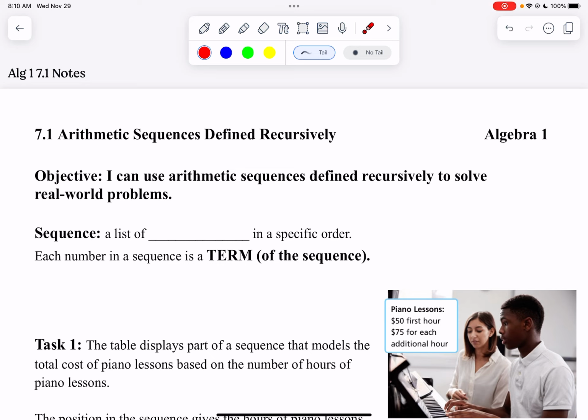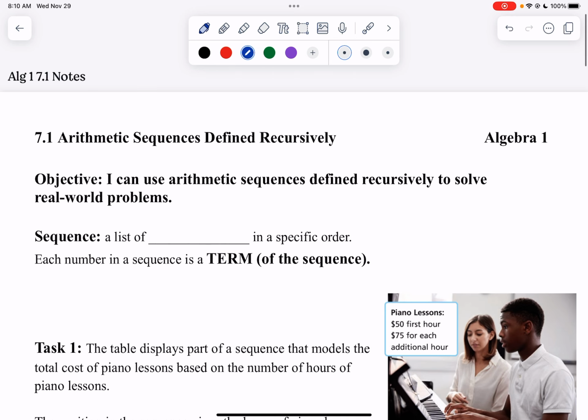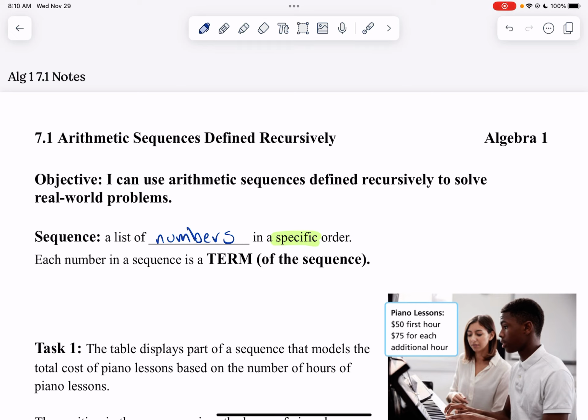We're going to talk about what an arithmetic sequence is, but first, just a sequence in general. A sequence is a list of numbers in a specific order. So, the important phrase there is a specific order. The order they're in matters. So, you have the first number, second number. So, we call each number in this sequence a term.